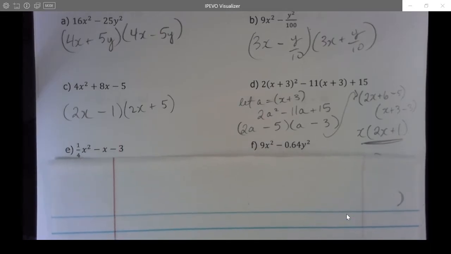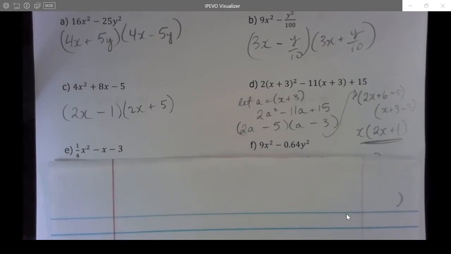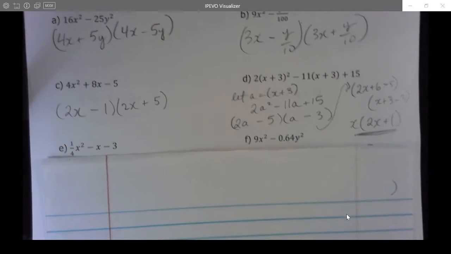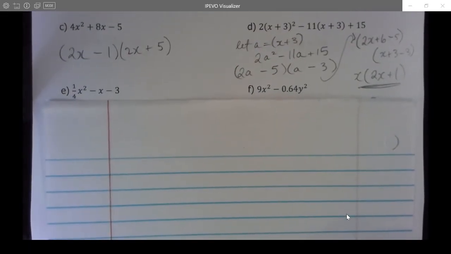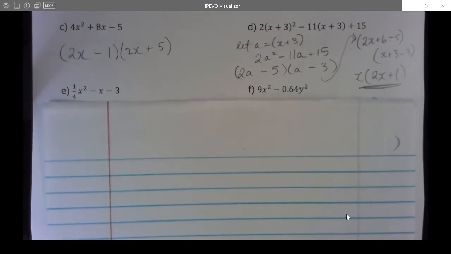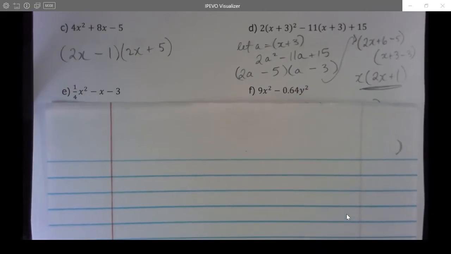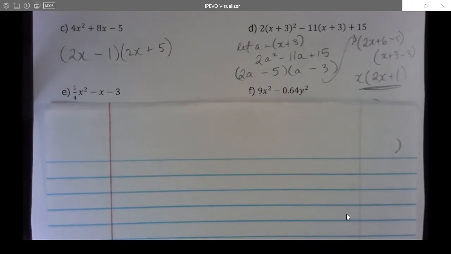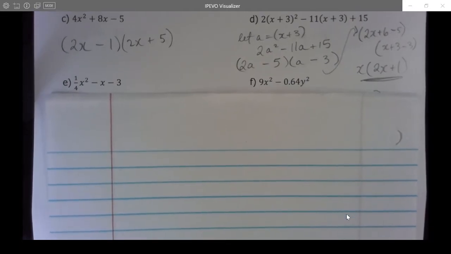All right, for E and F, well, F is just a difference of squares again, but that decimal shouldn't scare you. We've talked about that already in class. Decimals can be perfect squares, and that decimal actually is a perfect square. And for E, I go back to rule 1 of factoring. Factor out a common factor.